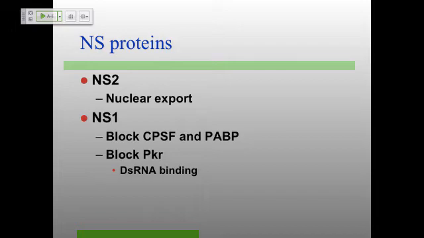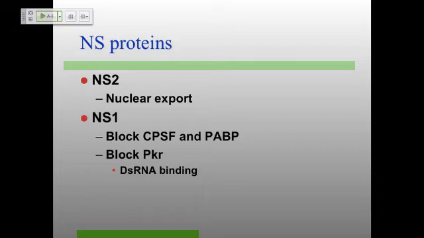Blocking protein kinase R, way back when we talked about entry and antiviral defenses, PKR is protein kinase stimulated by double-stranded RNA, which normally shuts down translation, which would be a really good thing if you're worried about translating a whole bunch of viral proteins. But NS1 blocks that activity. And so you can still get lots of that. Seems to happen mostly through basically pretending that it's double-stranded RNA, and so blocking that.